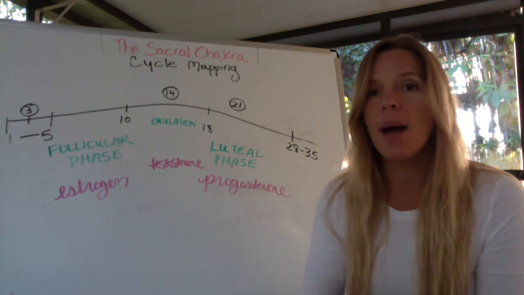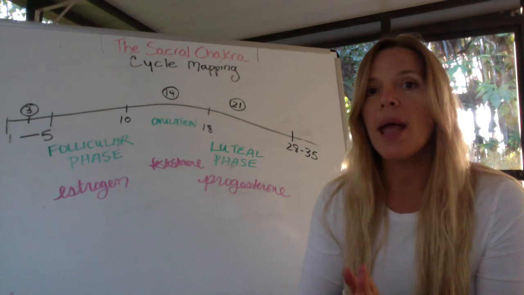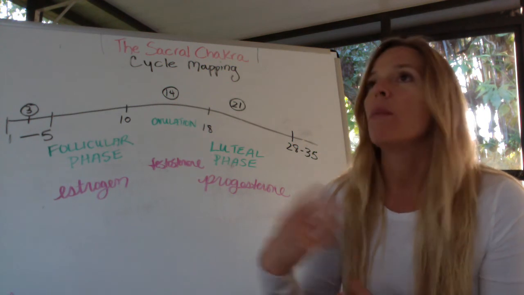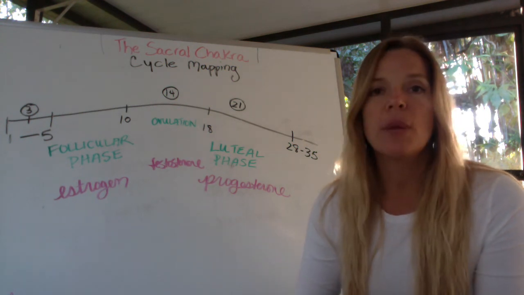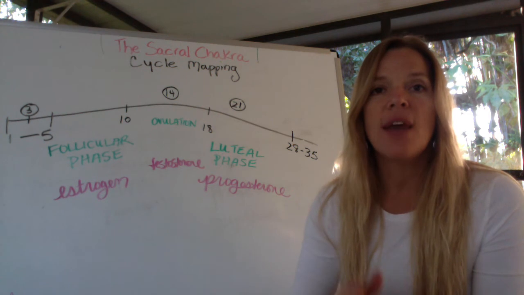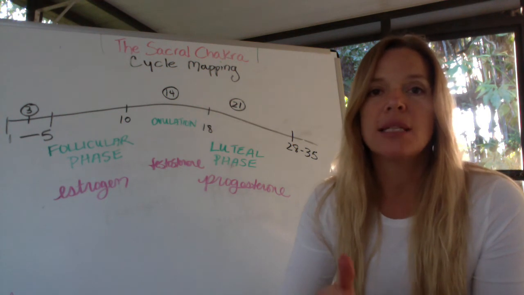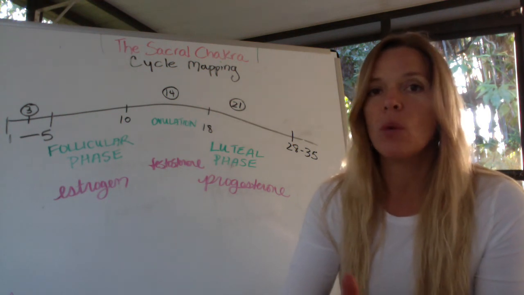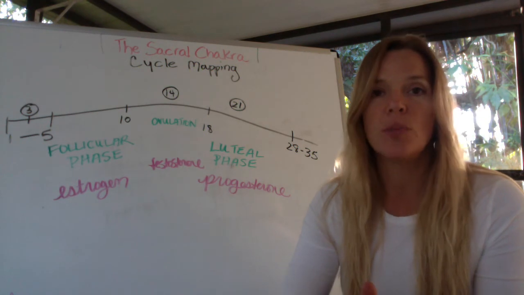So cycle mapping is actually a way that we can map out what phase of the menstrual cycle we're in. And that will give you clarity on exactly what your hormones are doing, what they're supposed to be doing, and how you can support them.